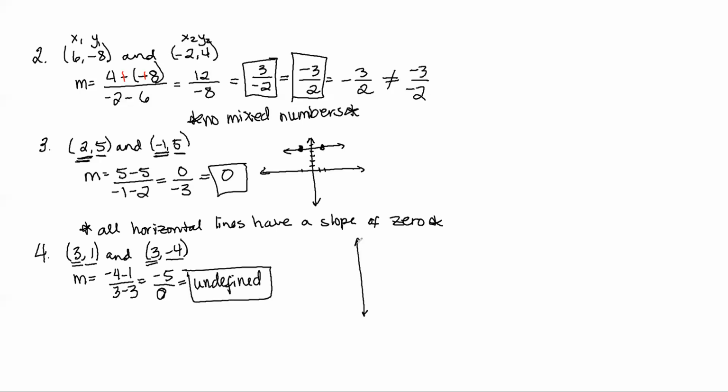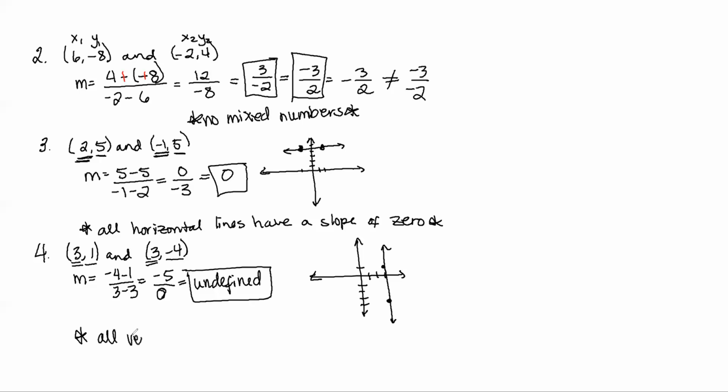And if we go ahead and look at this graph, we have the points (3, 1), so right 3 up 1, and (3, -4), so right 3 down 4. And we have this vertical line that goes through those 2 points. Because it's a vertical line, there's not going to be any horizontal change. The denominator is always going to be 0, which means we always have an undefined slope.